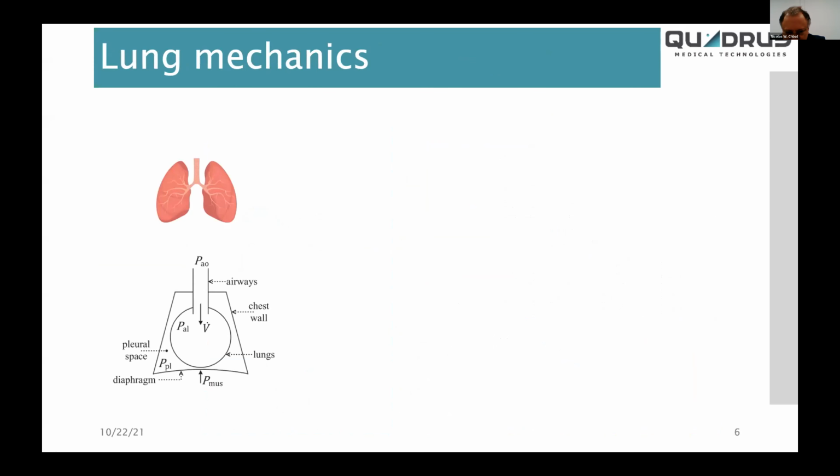The lung has been modeled as a balloon in a jar, where the jar is the pleural space and the balloon is the lung. Now, PAO, as you see here, is the airway pressure. PAL is the alveolar pressure. PPL is the pleural pressure. PMUS is the respiratory muscle pressure. And V dot is the flow that goes into the lung and comes out of the lung.